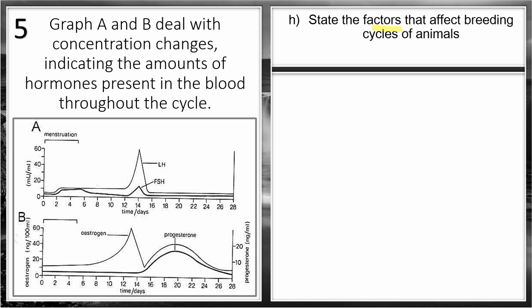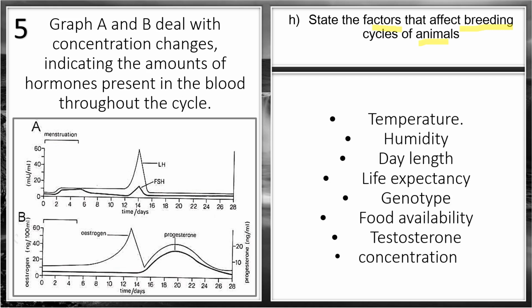State the factors that affect breeding cycle in animals. Temperature, humidity, day length, life expectancy, genotypes, food availability, testosterone concentration, and many others. These are some of the factors that can affect the breeding cycles in animals.